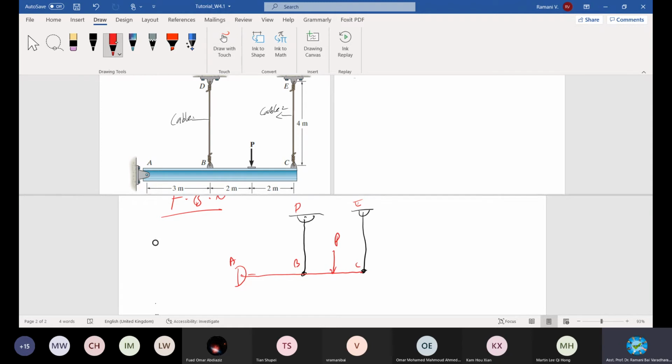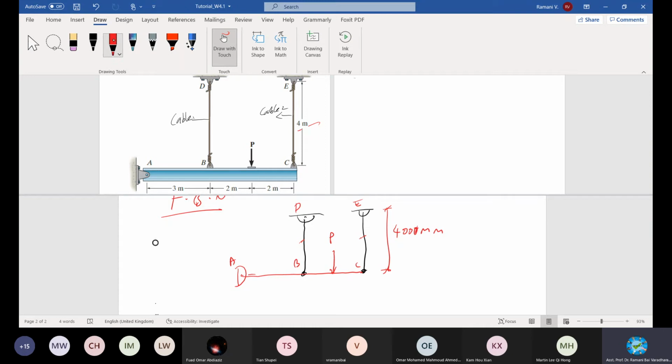When the load is acting, initially there is a length. What is the length given? 4 meters is given in the question, I changed it to 4000 mm, easy for calculation. The initial length of both BD and EC is 4000 mm, and due to this loading the member will get extended, right? Concentrate on this. Due to this loading, this will also bend, and the cables will also get extended.